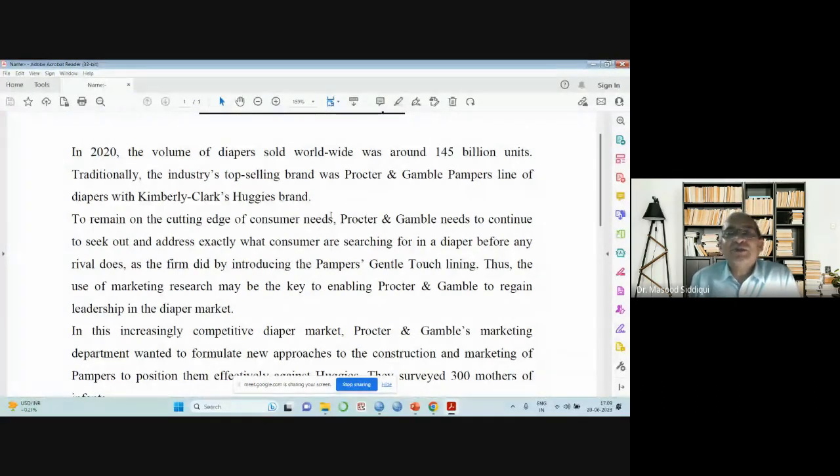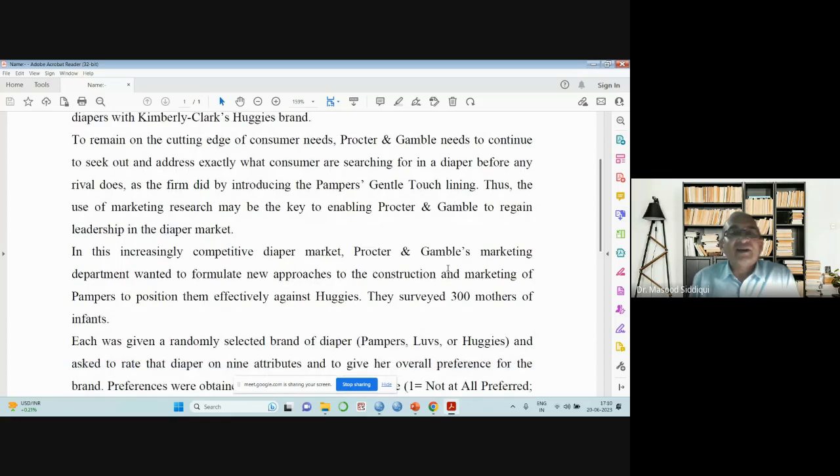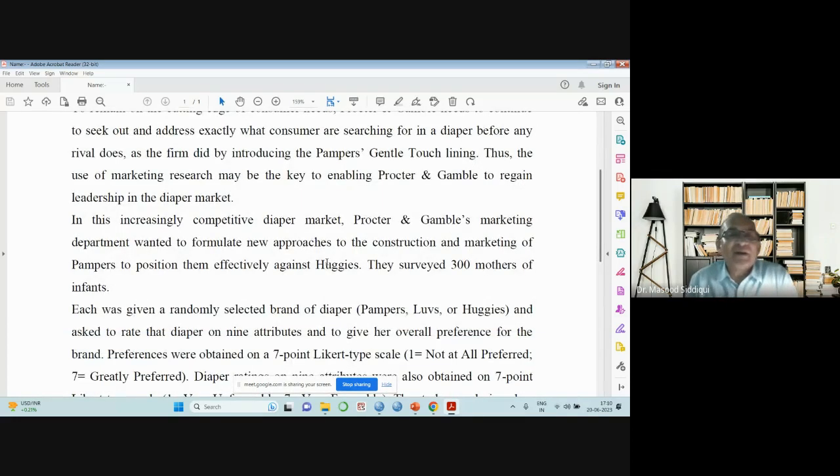So, what was the objective? Procter and Gamble needs to continue to address what consumers are searching for in a baby diaper. For that purpose, the Procter and Gamble marketing department wants to formulate new approaches to the construction and marketing of Pampers. Since consumer opinion is very important, and here the consumers are toddlers and infants, they surveyed the mothers of those infants, who are the actual decision makers or customers.